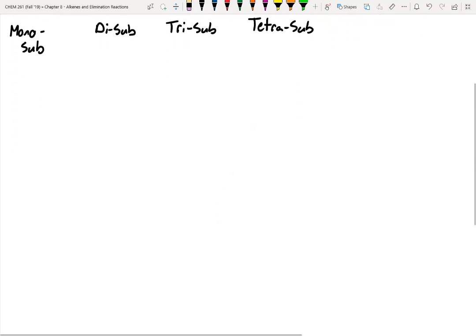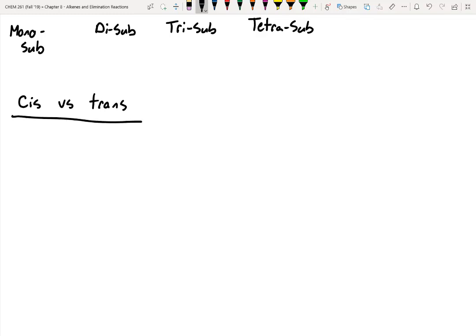All right, there's one other area I wanted to hit. And this is cis versus trans. We talked about this briefly, but what does cis mean again? Same side. All right, so let's take a look at this one. And I'm going to draw in all of my hydrogens just so we have some clarity here. So this is cis in two different ways, right? It's cis because the hydrogens are on the same side, and it's cis because the methyl groups are on the same side. So this would be cis.